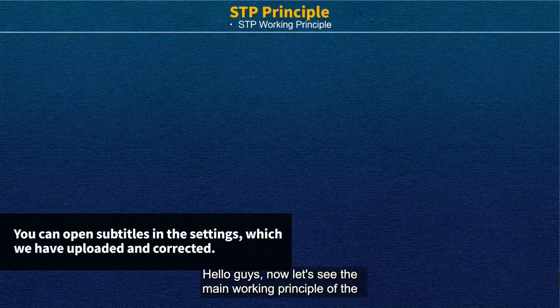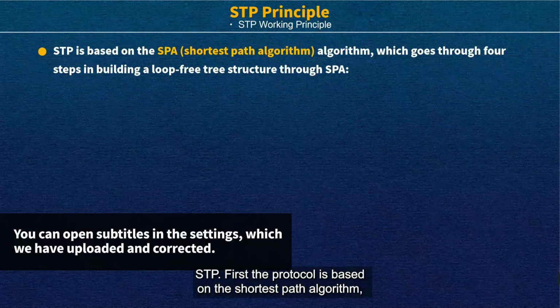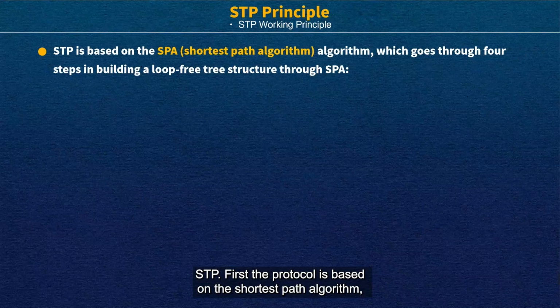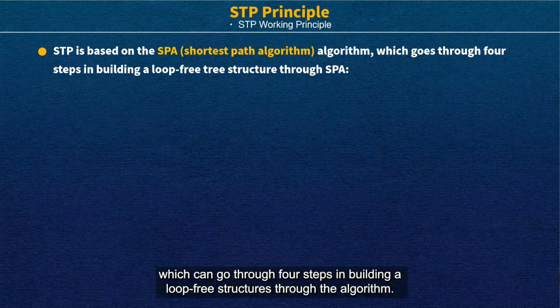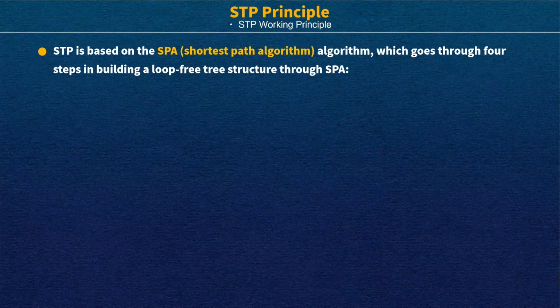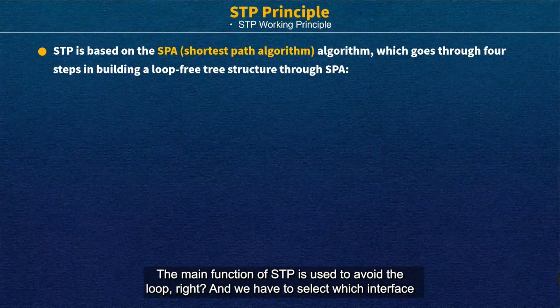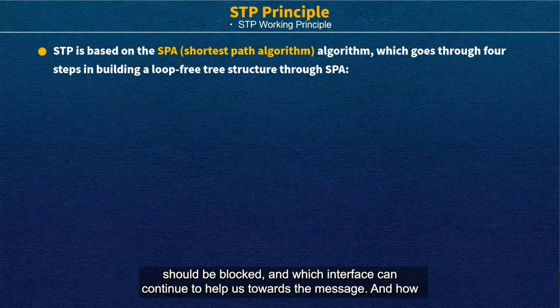Hello guys, now let's see the main working principle of the STP. First, the protocol is based on the shortest path algorithm, which goes through 4 steps in building a loop-free tree structure. The main function of STP is to avoid loops, right? We have to select which interface should be blocked and which interface can continue to forward the message. And how to select?